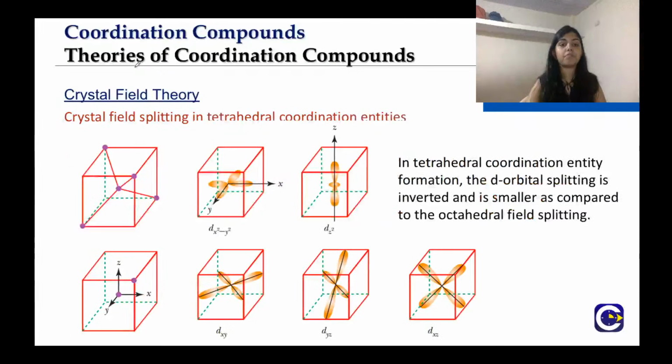Next, crystal field splitting in tetrahedral coordination entities. In a tetrahedral arrangement, you can imagine that a cube is there and the alternate corners are occupied. So this is the ligand, this is the ligand, this is the ligand, this is the ligand, and this will be the metal. Here you can see that these ligands are arranged in a tetrahedral manner.